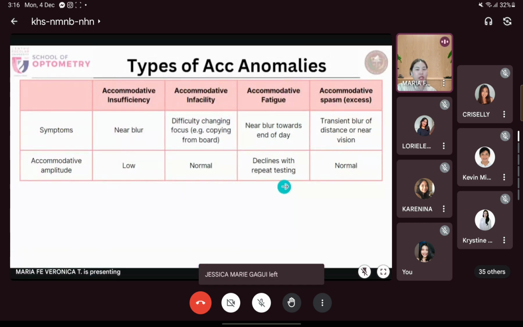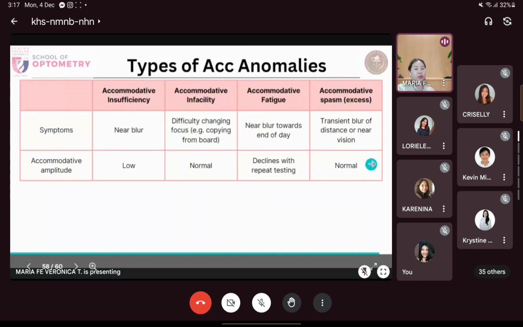Ang accommodative fatigue, kapag inuulit mo yung tests, okay, so umpisa, first trial, then upon second trial, bumaba yung result, then on the third trial na naman, bumababa yung value. For accommodative spasm, there is normal result naman.